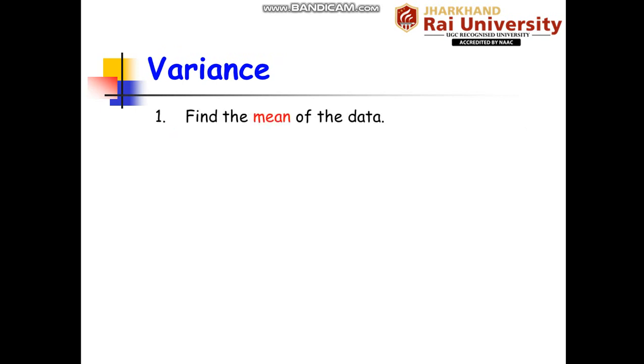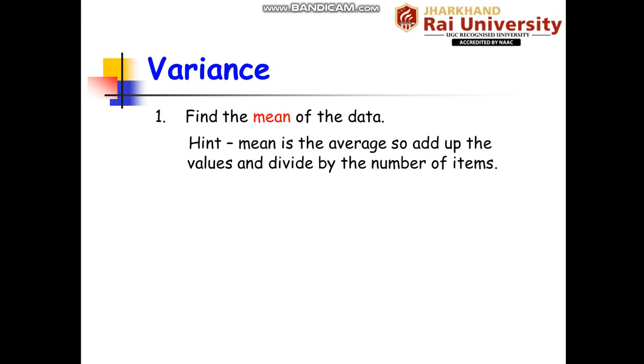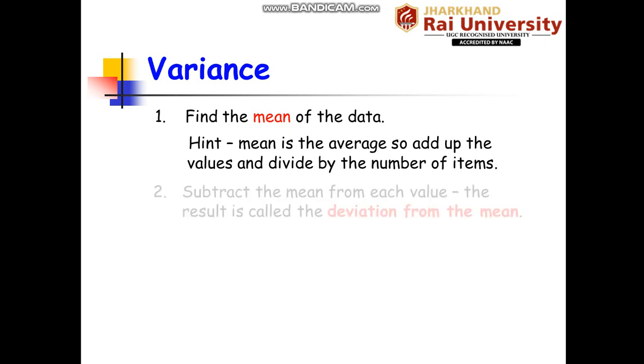So let's see the steps of calculating the variance. First we have to find the mean of the data, which we have already studied how to find. We add all the numbers and divide by the total number of items. Using this formula we calculate the mean of the data. Mean is the average, so add up the values and divide by the number of items.